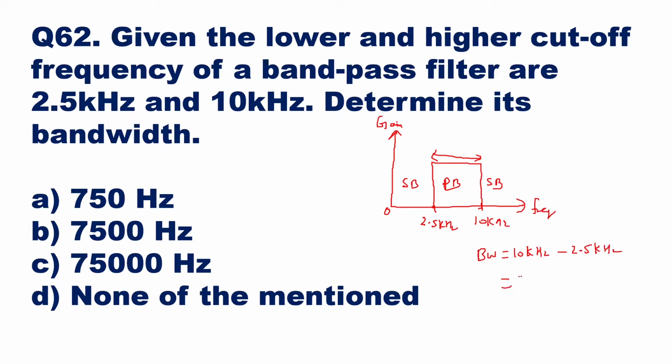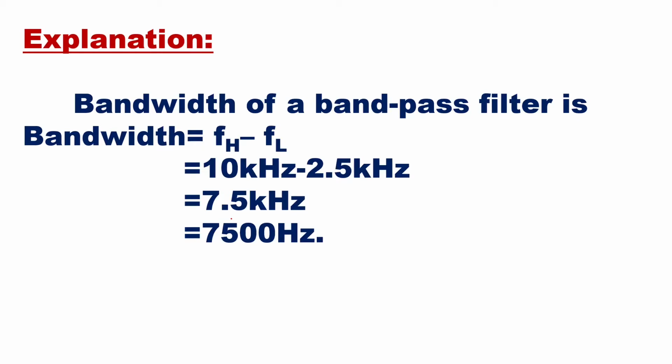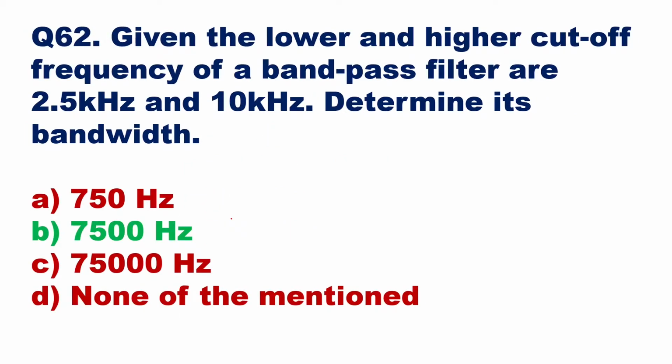So it is nothing but 7.5 kilohertz, and 7.5 kilohertz in hertz will be written as 7500 hertz. So bandwidth is equal to 7500 hertz. So here option B will be the right answer, that is 7500 hertz. So here you can see the bandwidth of a band pass filter is the higher cutoff frequency minus the lower cutoff frequency. 10 kilohertz minus 2.5 kilohertz is 7.5 kilohertz, that is 7500 hertz. So here you can see option B is the right answer.